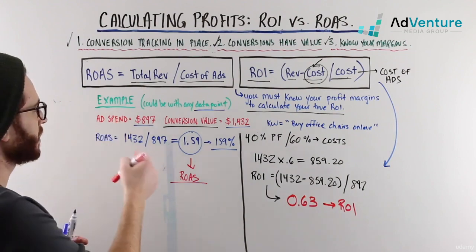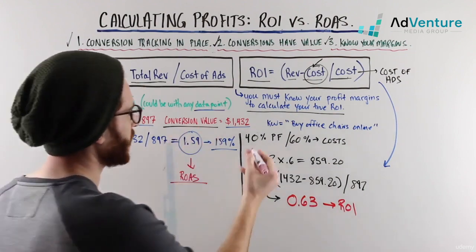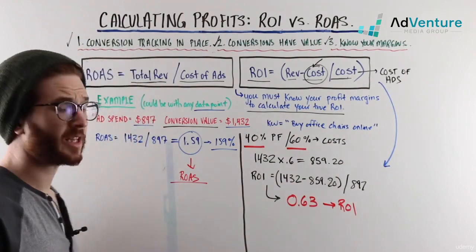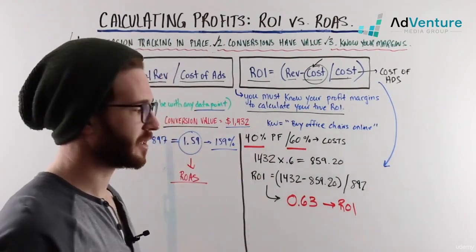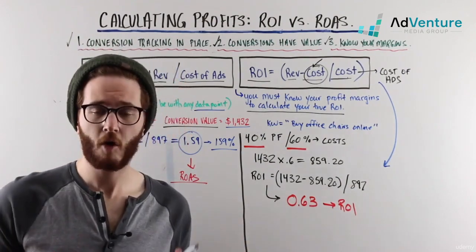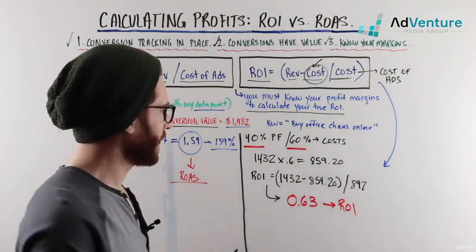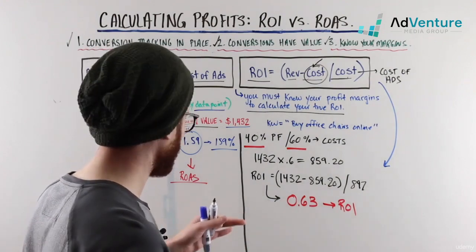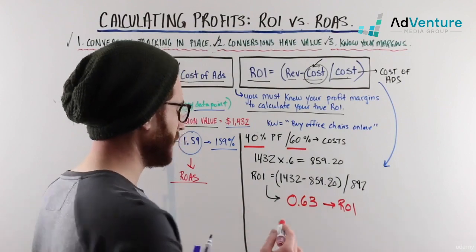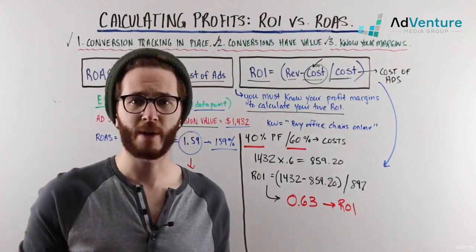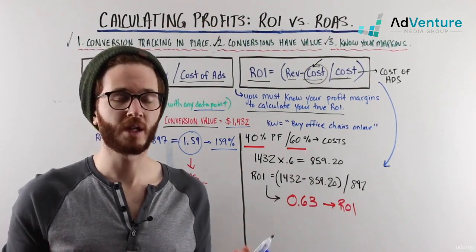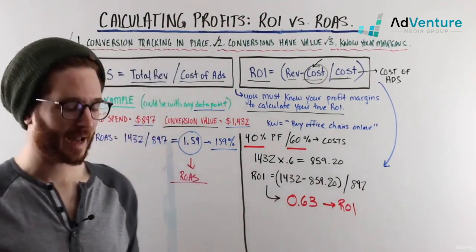The same ad spend, the same conversion value, but we changed around our profit margins. Now, instead of pocketing 70 cents, we only pocket 40 cents on the dollar. And this is a 0.63 ROI, which means we're losing money. Overall in the account, we're losing money. That's what ROI means over there. 0.63, what does that mean? For every dollar we spend, we only make 63 cents back. So we're losing 37 cents every time we spend $1 in advertising.